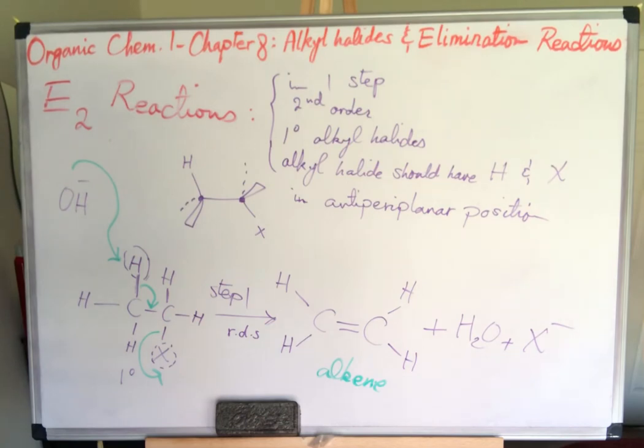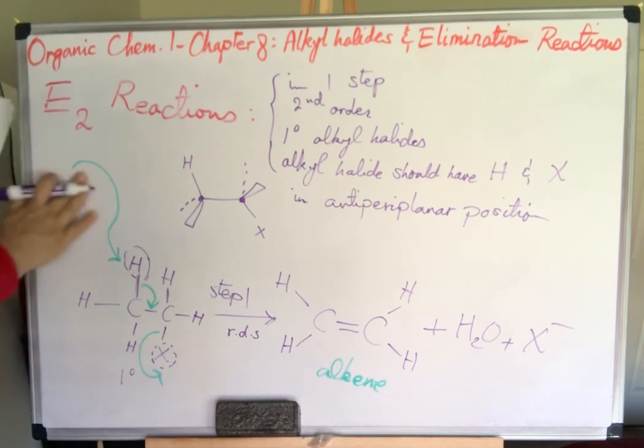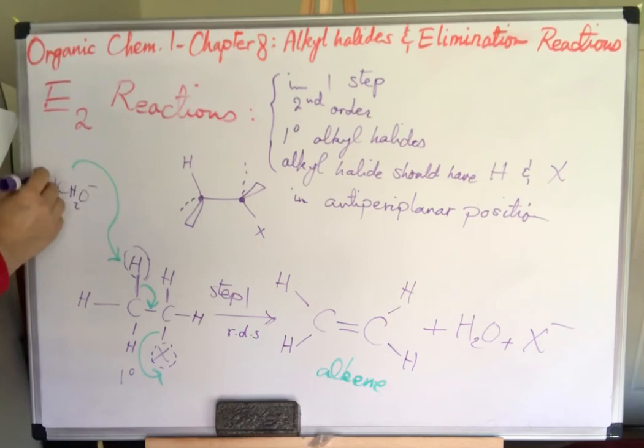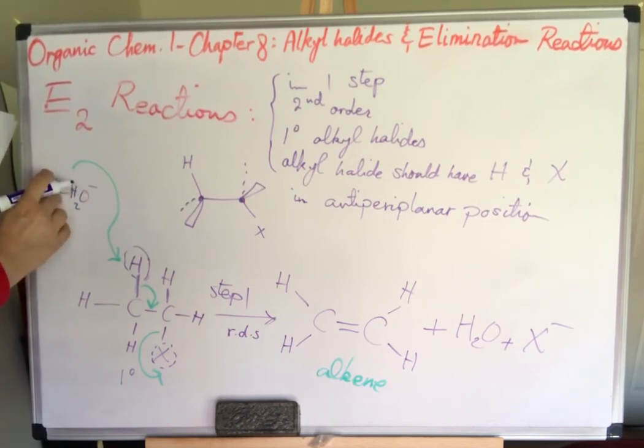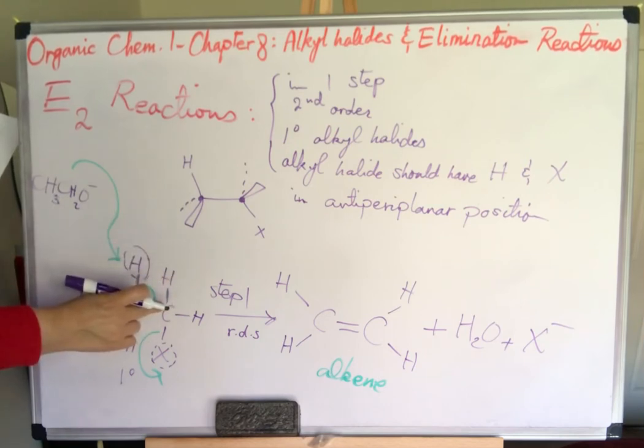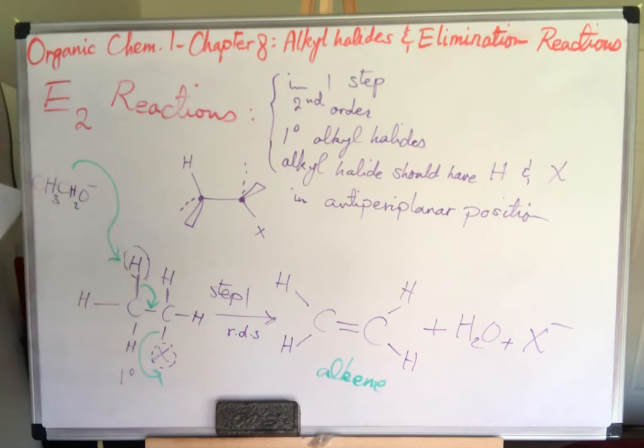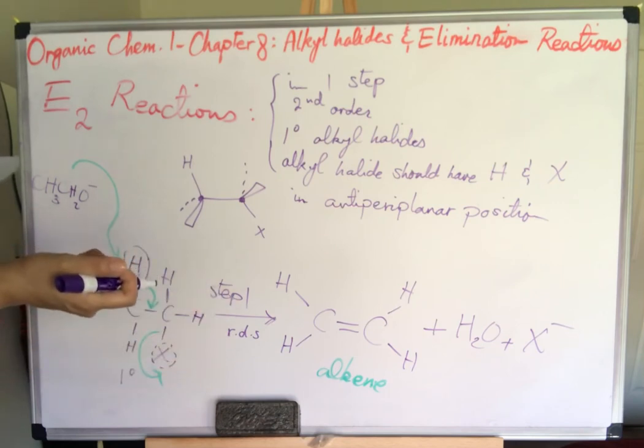So what are the requirements for E2 besides hydrogen and halogen on the opposite sides? As far as the base, we need a bulky base, a big base. Maybe this base that I chose is not a good one. So if I have added something like CH3CH2O, that would be a better choice. Because this base is big, it cannot go and attack carbon. So instead, it just grabs the hydrogen, which is in the anti-periplanar position of the halogen. What is the job of the base? Absorbing one hydrogen. So the bulky bases are better.